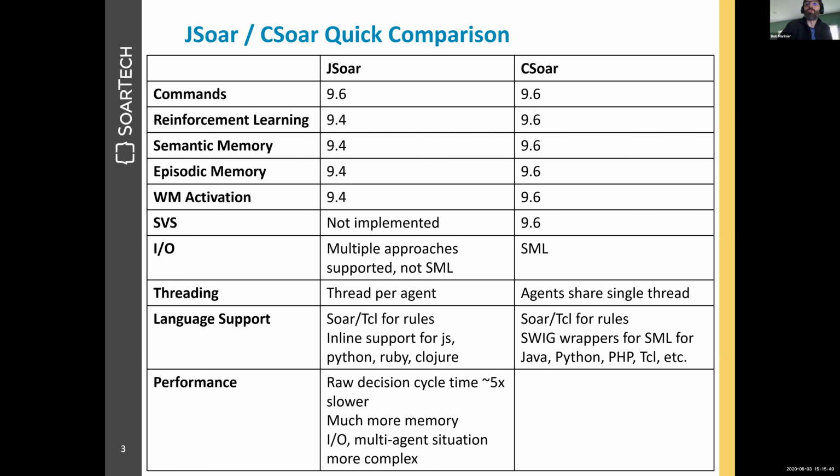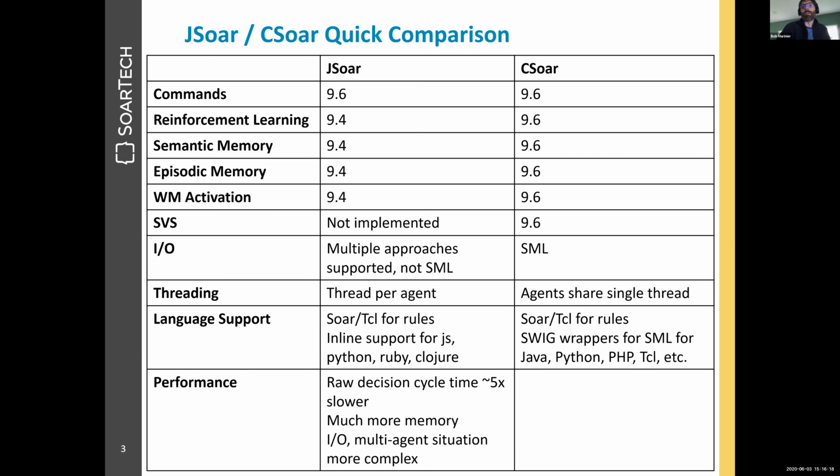On the JSoar side, it's just Soar, but it's just Java as far as the APIs go. But you can actually have inline in your Soar code JavaScript, Python, Ruby, Clojure. There might be some other things too. And what does that do for you? And how is that different than the Tickle stuff? It's things like you can define right-hand side functions in JavaScript straight in your Soar code, and then when you source it, it just works.